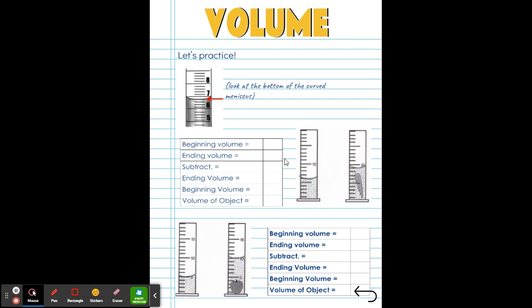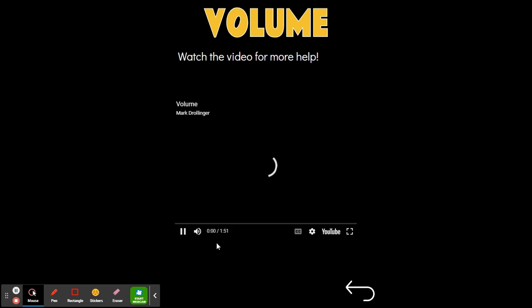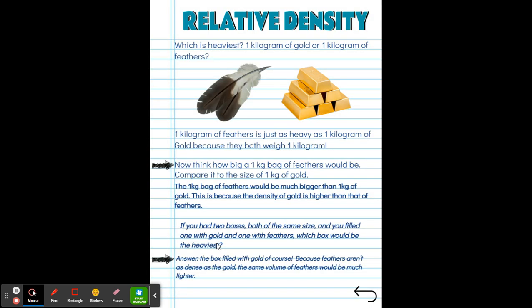Let's practice. Go ahead and look right here at the bottom of this curved line, the meniscus. So here you're going to put your beginning volume. So here's the beginning. Then we submerge our object, and now we're here. So that would be the end volume. Then you subtract those and get your answer. And then here is another practice for you on the bottom. You can watch the video for more help.